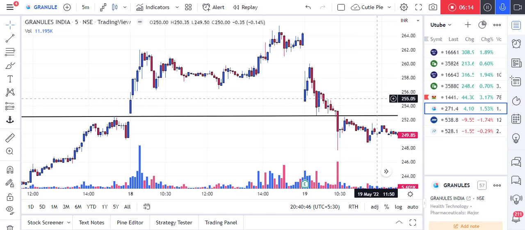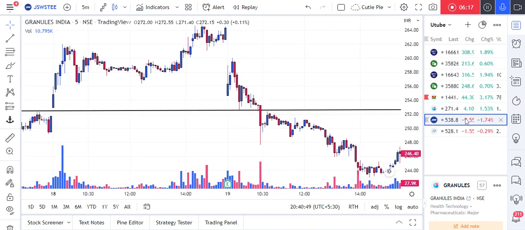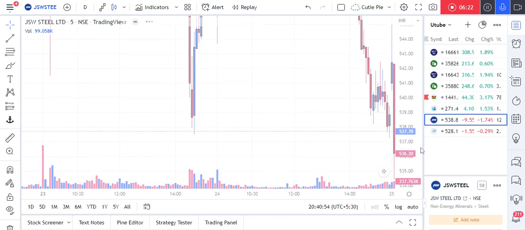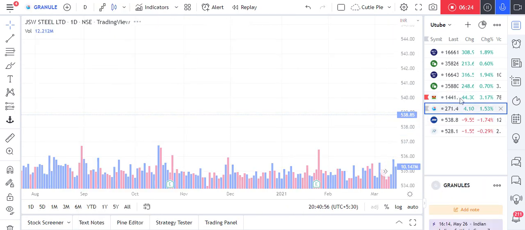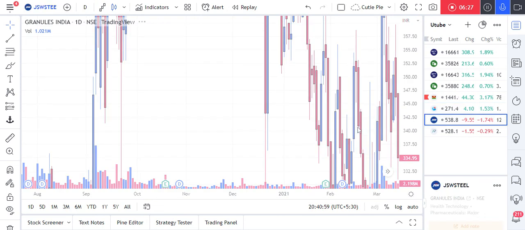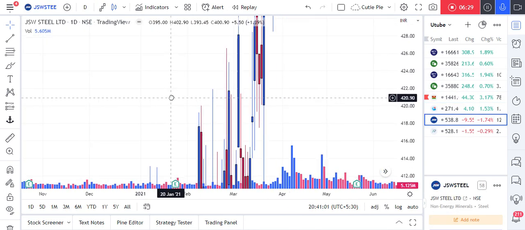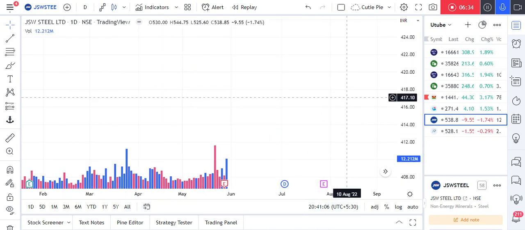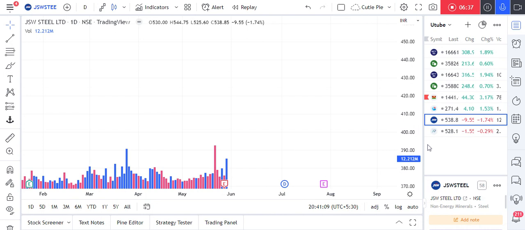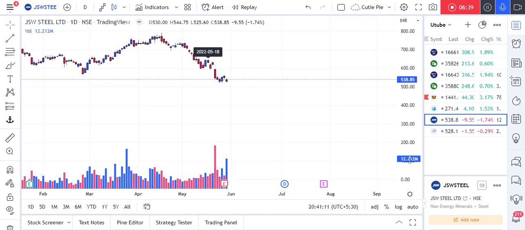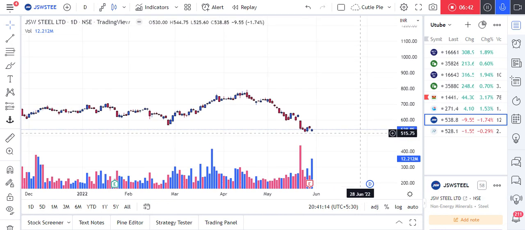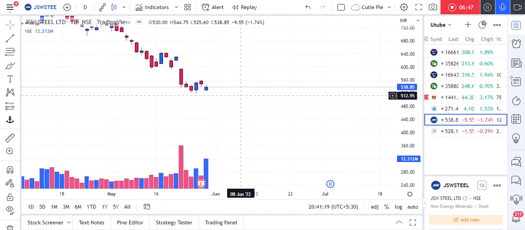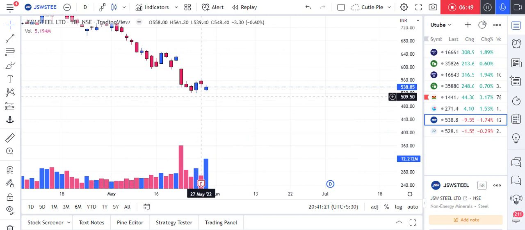Okay, so let me take another example. We have seen Grasim, and then Granules, and then the third example, JSW Steel. JSW Steel was having an earnings report recently, I think. So we have to see the recent movement only. So see here, it was having the earnings day report on this day.